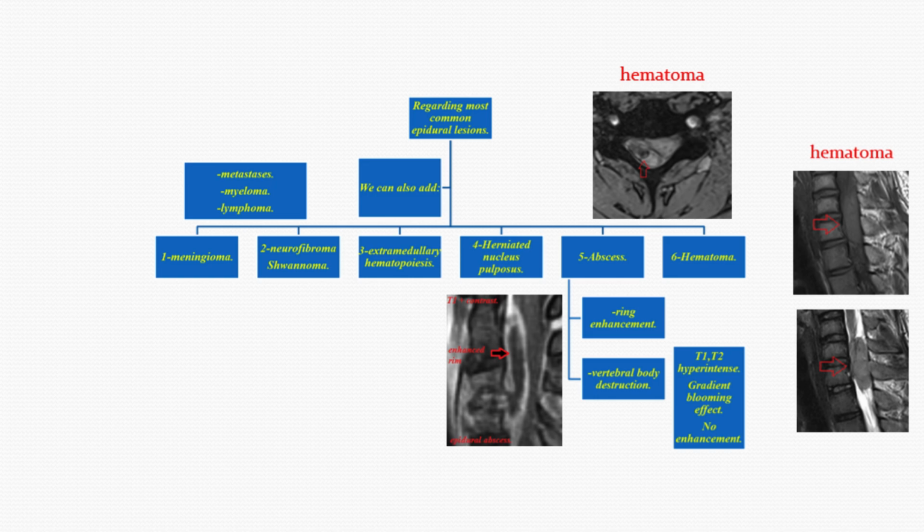Regarding the most common epidural lesions, which could be meningioma, neurofibroma, schwannoma, extramedullary hematopoiesis, herniated nucleus pulposus, abscess, which shows ring enhancement and vertebral body destruction, or hematoma, which appears T1 and T2 hyperintense with gradient blooming effect and no enhancement.